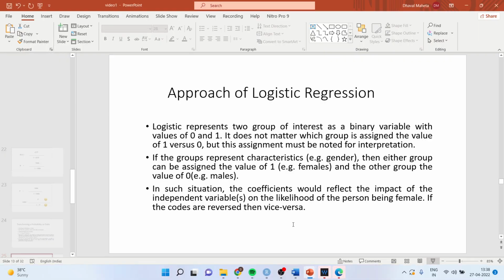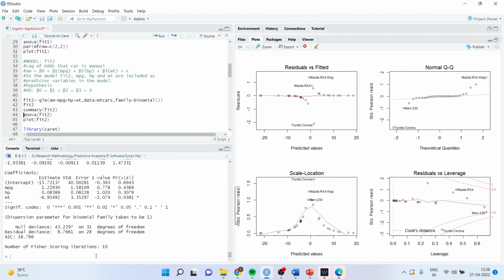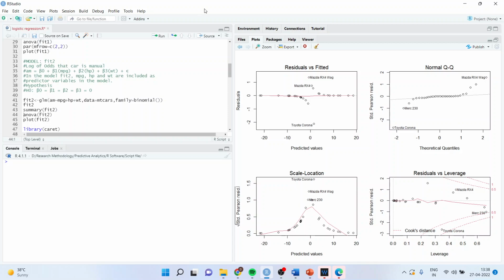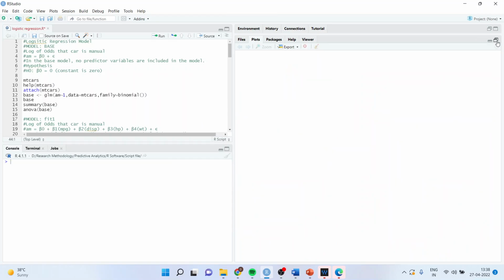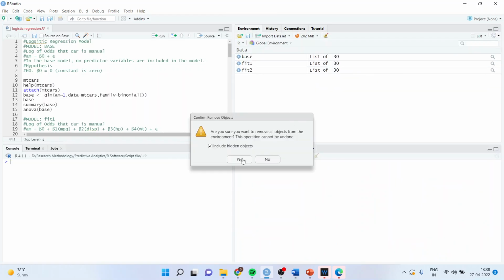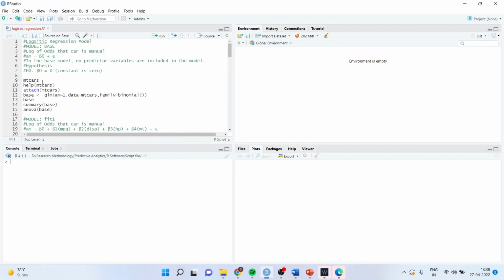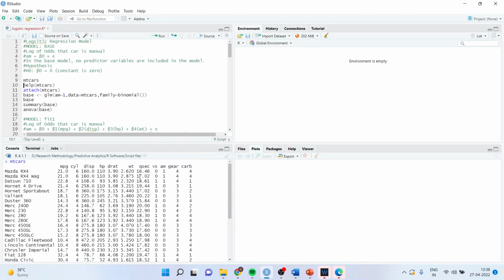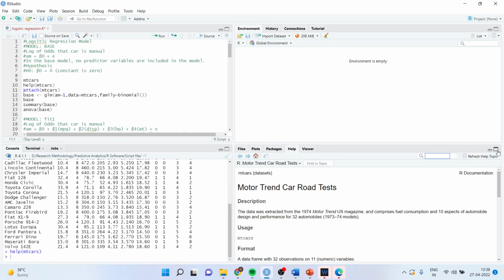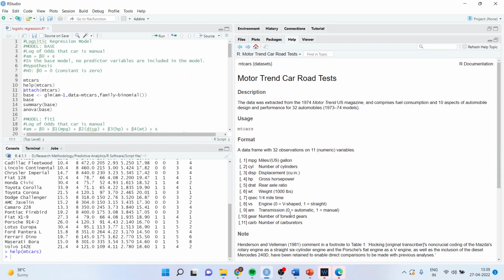Now let's take one example. Let us go directly to one example. The data file is mtcars. First of all, let me remove all this. In this, there are 32 cars of different brands. Let us see the variables also. Run. On the right-hand side, you can see that automatic is coded as 0 and manual is coded as 1.